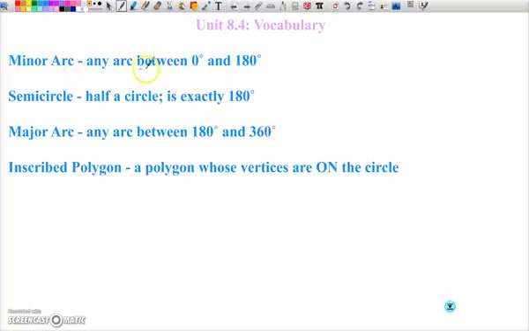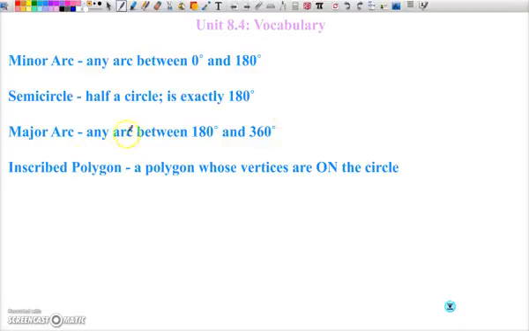First is minor arc, any arc between 0 degrees and 180 degrees. So it can't be 0 because it would be non-existent, and it can't be 180 because if it's 180, it's a semicircle. And a semicircle is half of a circle, and a semicircle is also always made up of the diameter, which may be a good thing to kind of write down there.